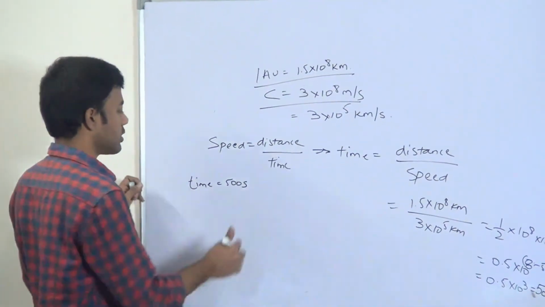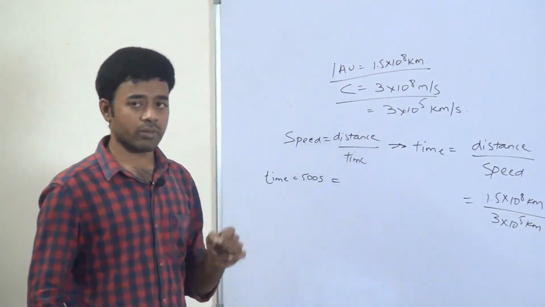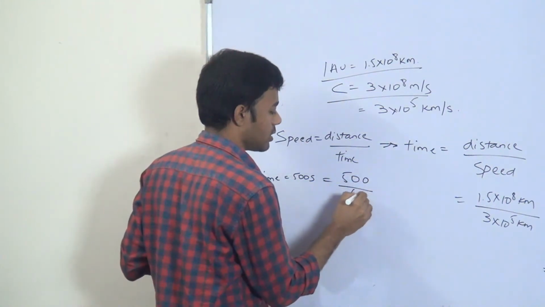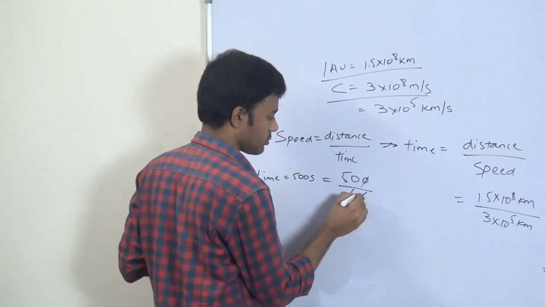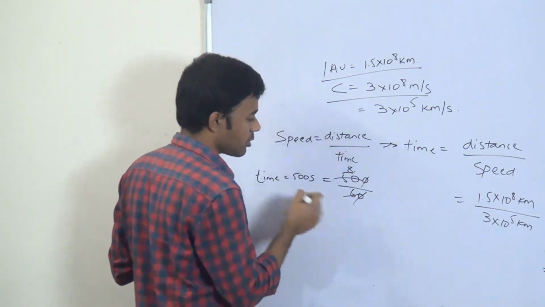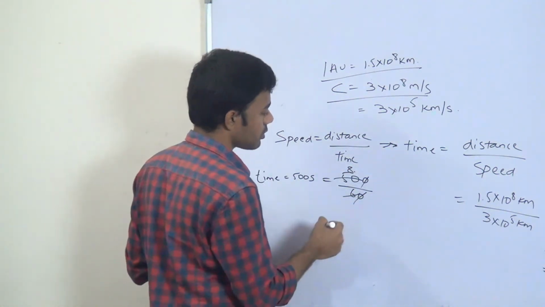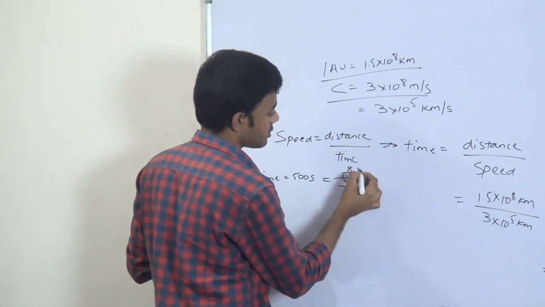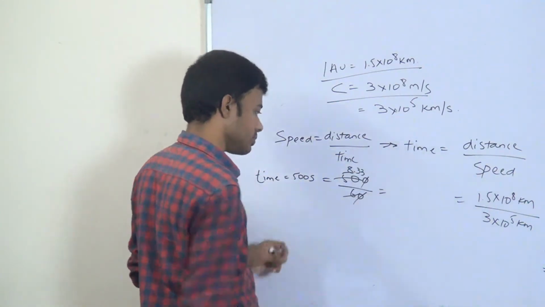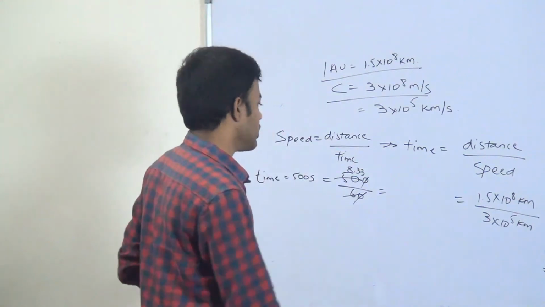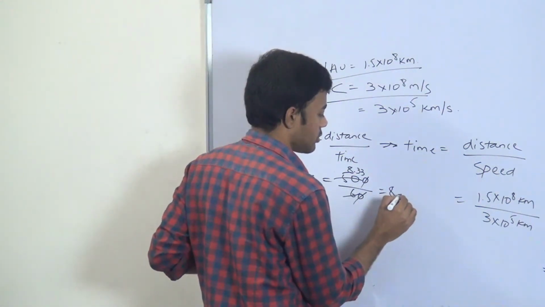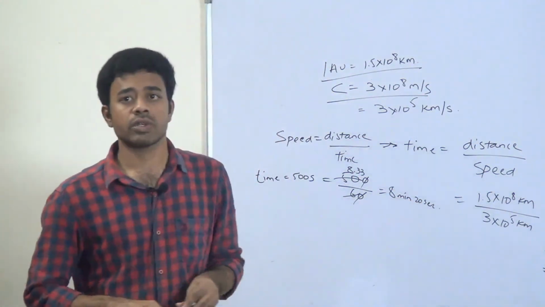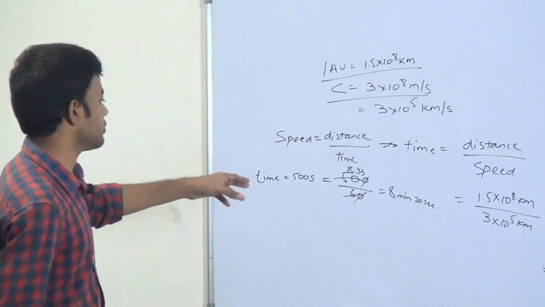He is asking per minute, so what is the number of minutes? We know that 1 minute has 60 seconds. So 500 by 60 gives almost 8.33. That means 8 minutes 20 seconds. So it takes 8 minutes 20 seconds to travel from the Sun to Earth.